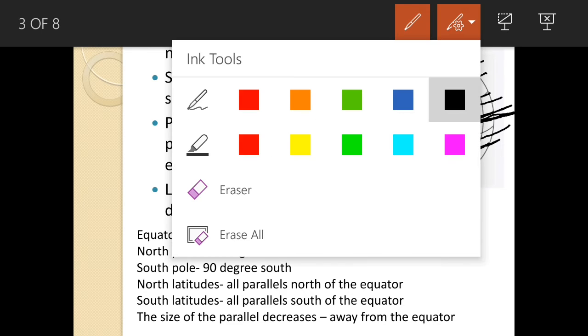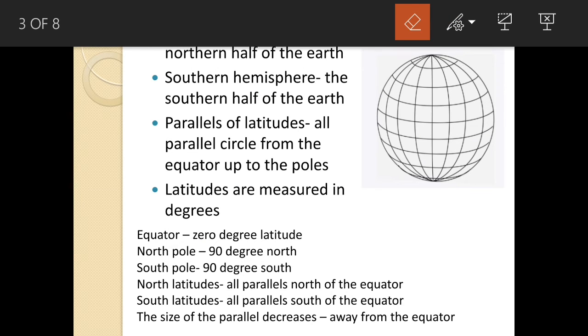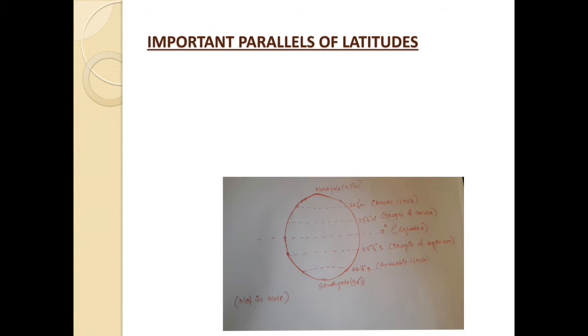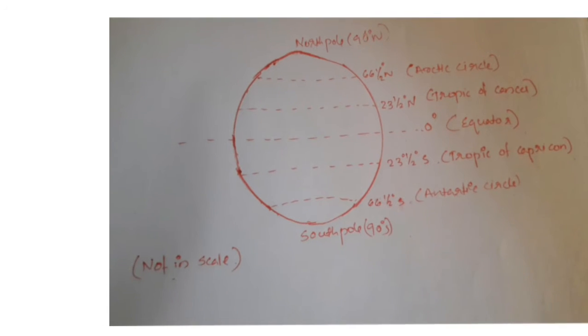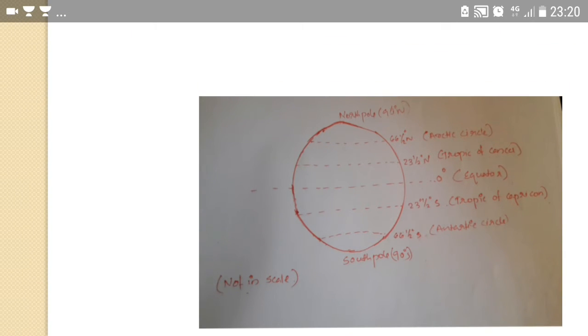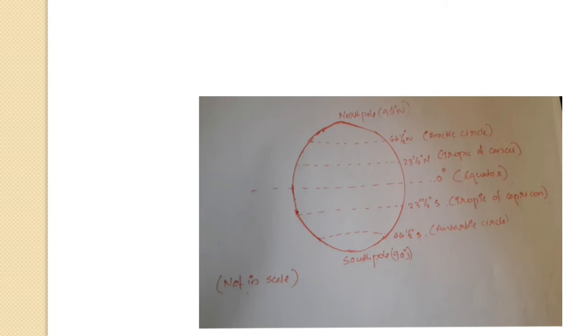Okay, next we can look at where the equator is, where the North Pole is present, where the South Pole is present, and how they can be measured in degrees. You can see from the next slide, the North Pole is present at 90 degree north, the South Pole is present at 90 degree south, then the equator is present at 0 degree latitude.